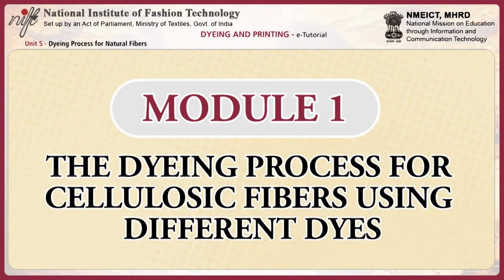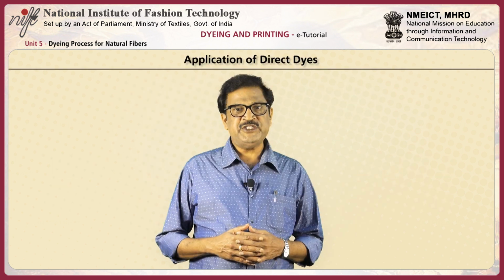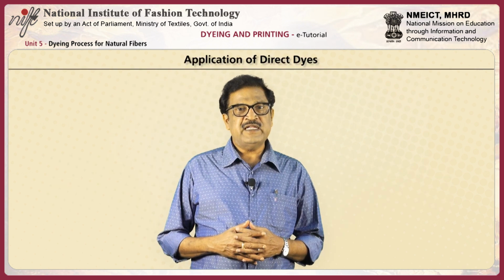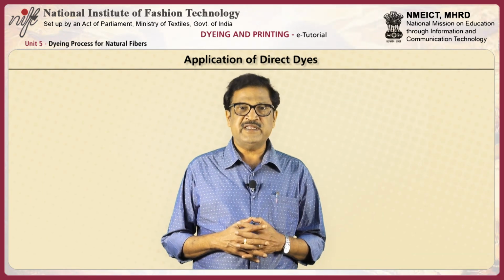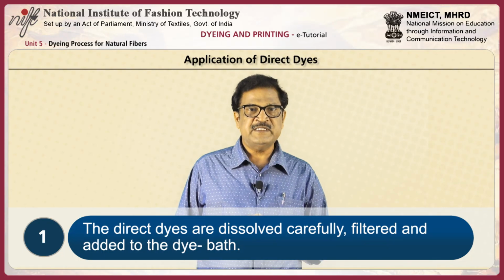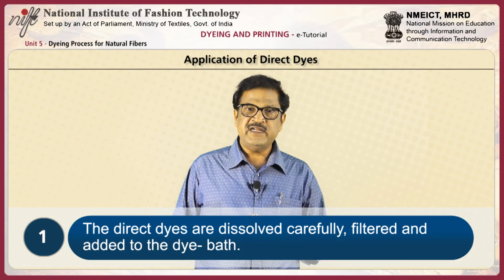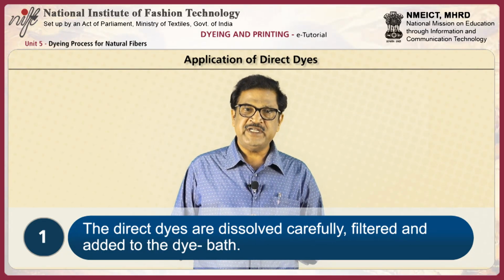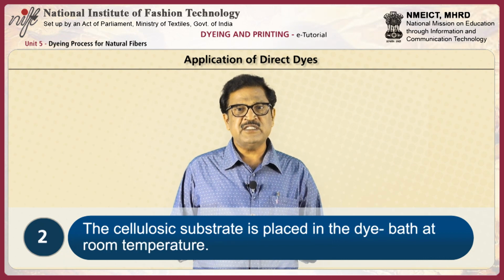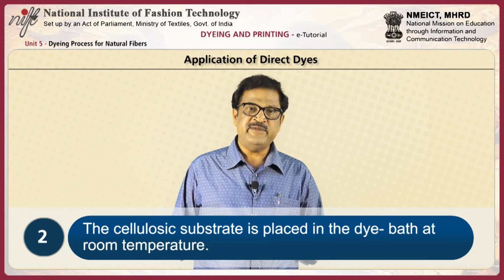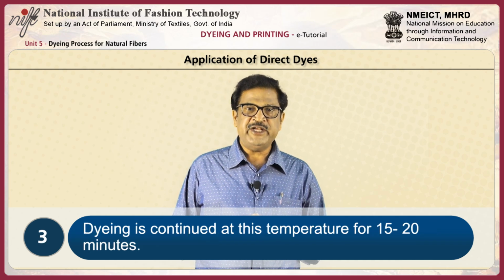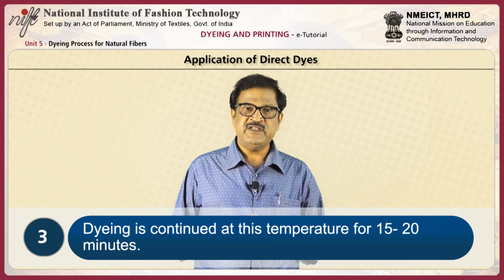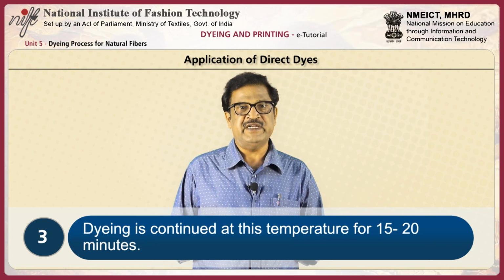The dyeing process for cellulosic fibers using various dyes. Application of direct dyes. Direct dyes are dyed using the exhaust dyeing method. In this method, the direct dyes are dissolved carefully, filtered and then added to the dye bath. The cellulosic substrate is placed in the dye bath at room temperature and dyeing is continued at the starting temperature for 15 to 20 minutes.